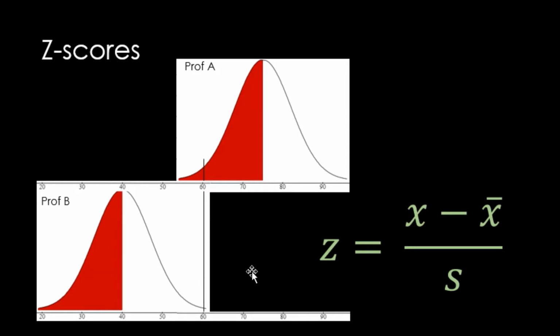We need some way to represent the situation, and that's where z-scores come into play. Using z-scores allows us to standardize scores so that we can compare them across populations that have different means and standard deviations, as long as they follow the normal bell-shaped distribution.